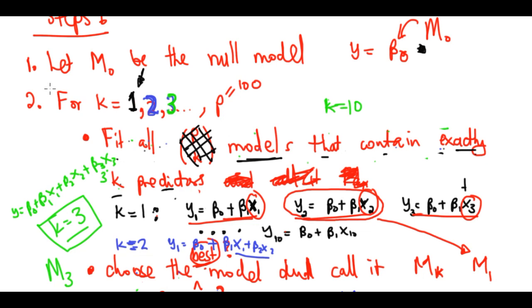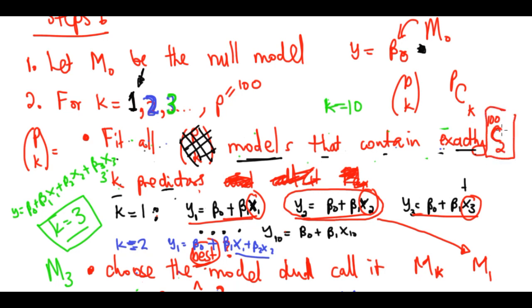The number of models for each step is given by p choose k. So here it's going to be 100 choose 2. On your calculator, I think you have the symbol written nCr, so you can punch 100 nCr 2 and see how many models you would have to fit for k equal to 2. For k equal to 3, you do 100 choose 3, 4, 5, 6, 7, 8, 9, 10.